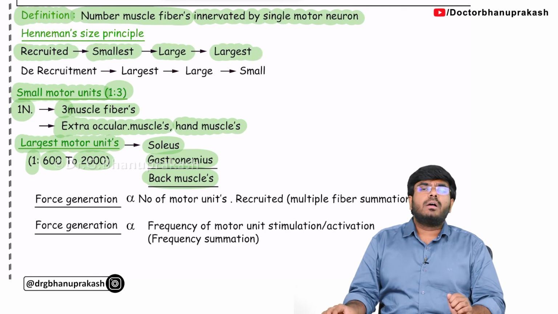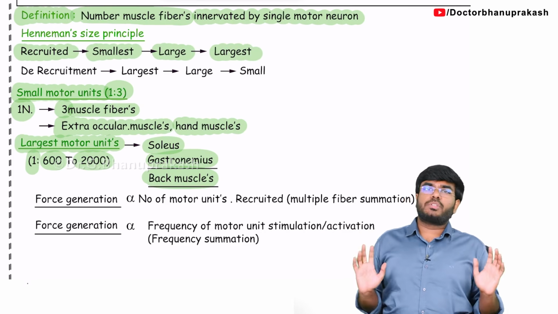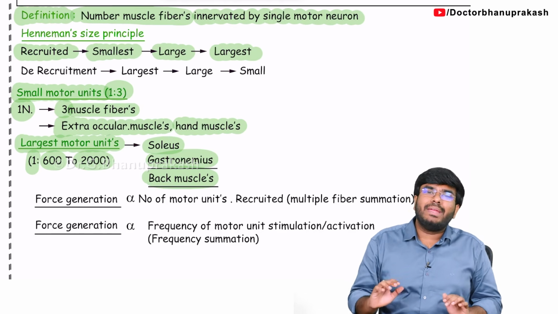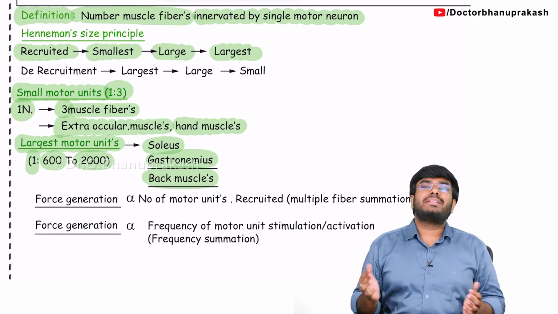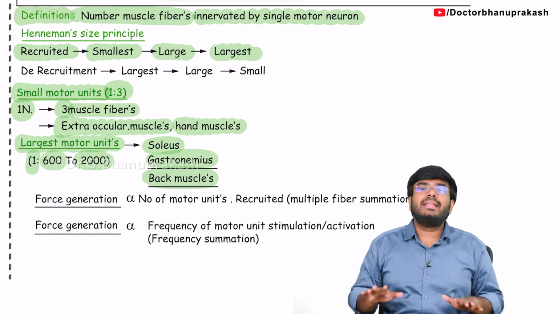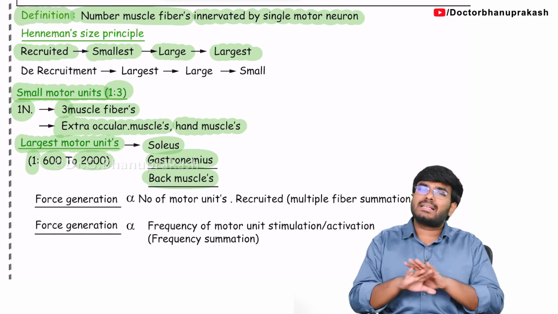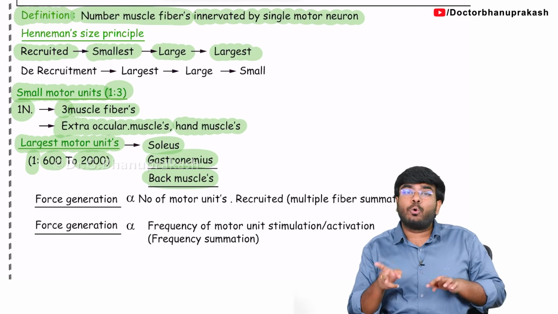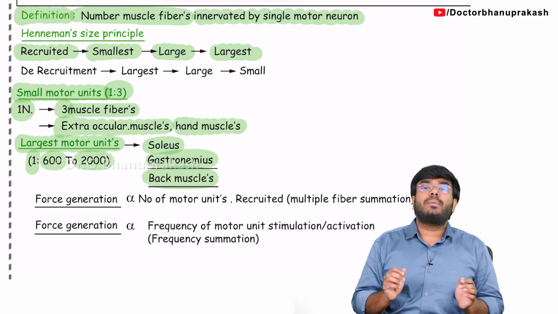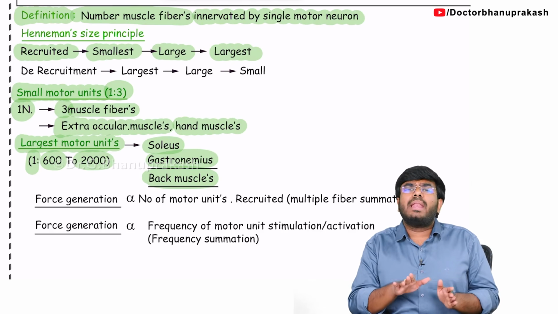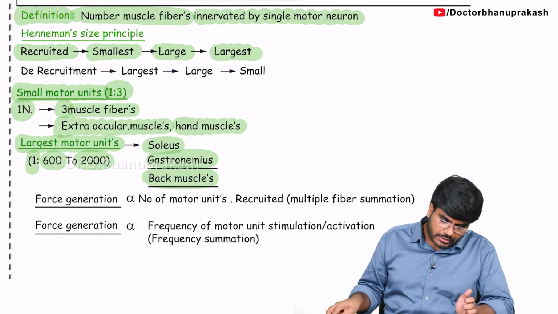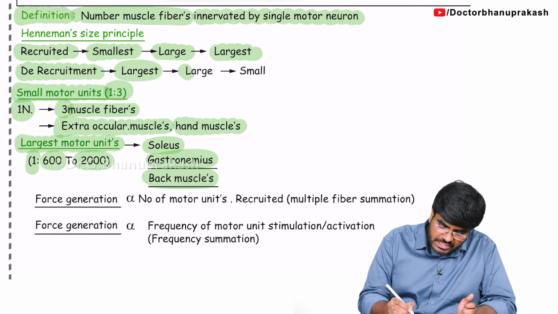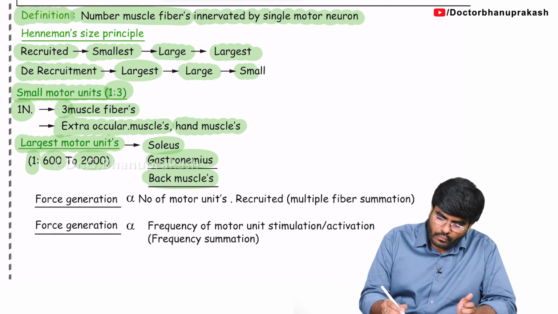Okay, whenever your task is completed, you are going back to the original position, when you want to have relaxation, you want to drop the weights, which motor unit needs to be de-recruited? It's the larger one. We don't want the larger one now because we are decreasing the force, we are decreasing the work. The task is completed, we no longer want the muscle contraction. So during de-recruitment, the largest motor unit will be de-recruited, followed by large and followed by smallest. De-recruitment is in the opposite direction: largest, followed by large, followed by small.